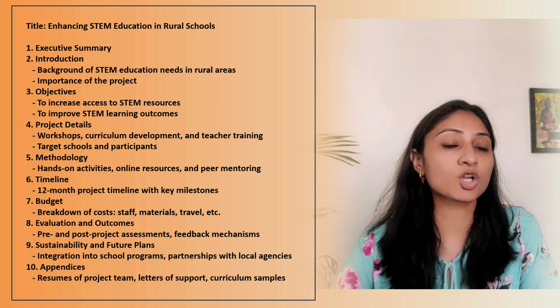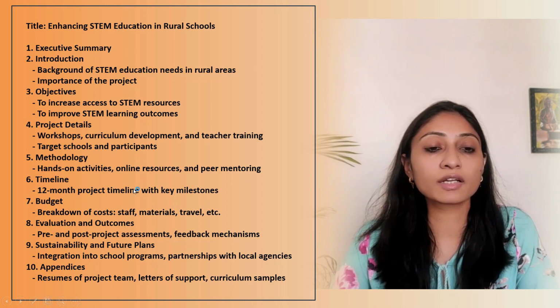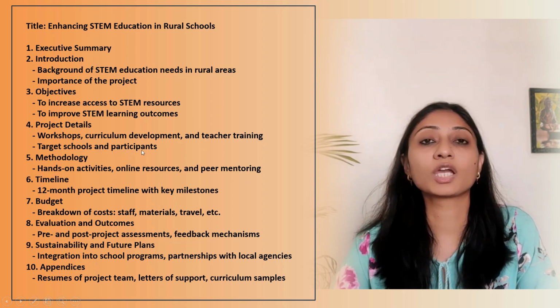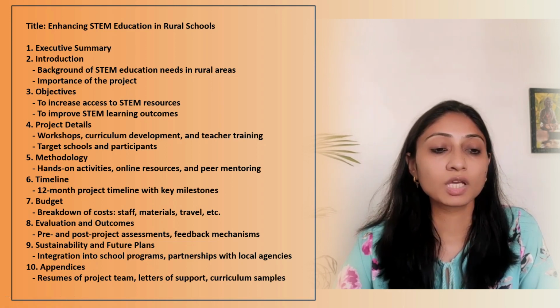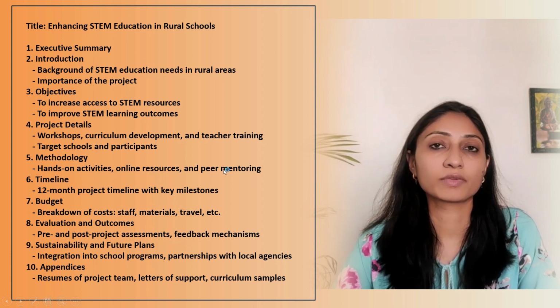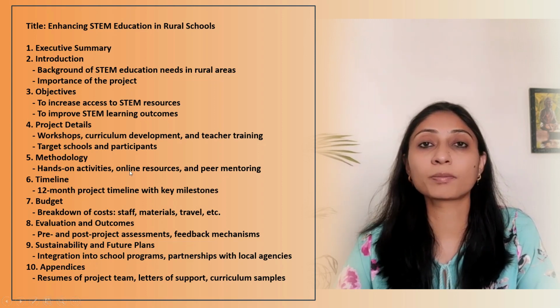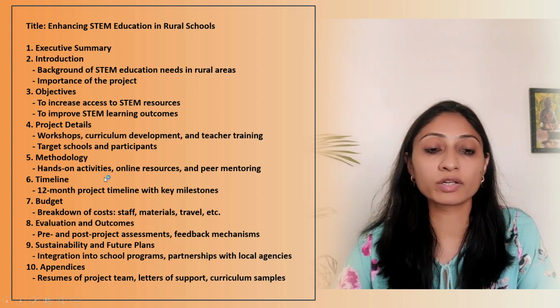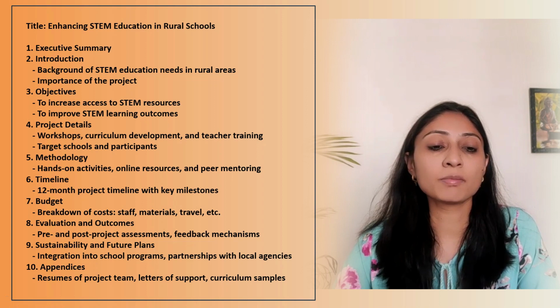The next point is project details. In project details, workshops and curriculum development, teaching, training, and target schools and participants. Here you need to provide the complete details of the project. Then methodology. Here in this project, the methodology is hands-on activities, online resources, and peer mentoring. Because this is not a computer science project, the methodology includes hands-on activities, online resources to be provided to the schools in rural areas, and peer mentoring.